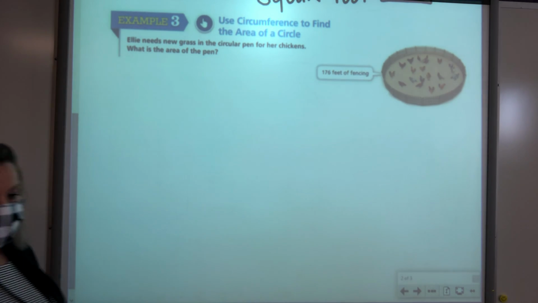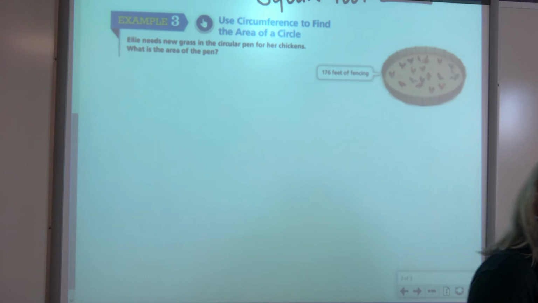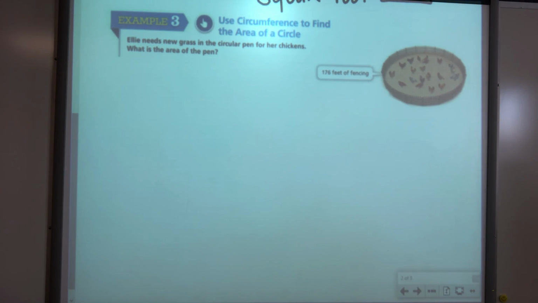All right, last problem. Ellie needs new grass and a circular pen for her chickens. What is the area of the pen? The information that they gave you was that they used 176 feet of fence. So if they used 176 feet of fence, what measurement did they actually give you? They gave you the circumference.